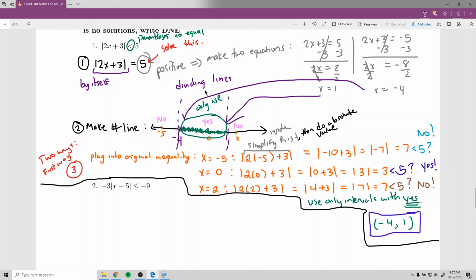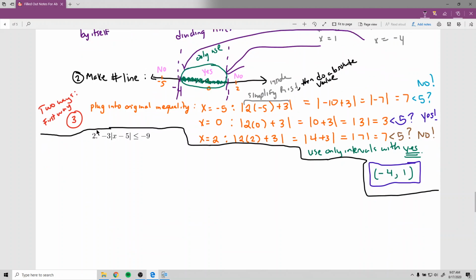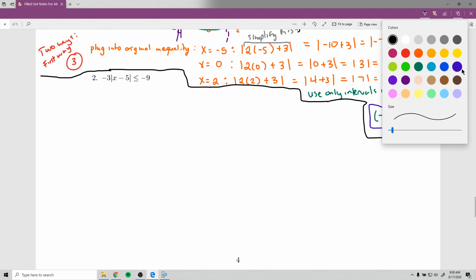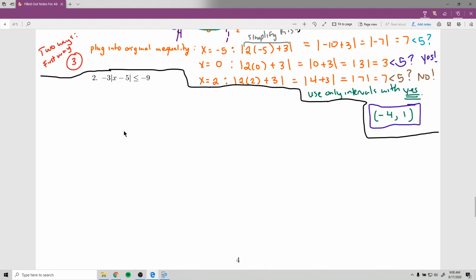Now with the second one, same directions. We want to solve the inequality -3 times the absolute value of x minus 5 is less than or equal to -9. All right, this one, you want to do one thing that we didn't have to worry about at the beginning of the other one, and that's get the absolute value by itself, just like we did with the equations.